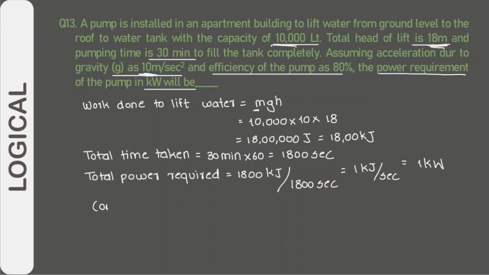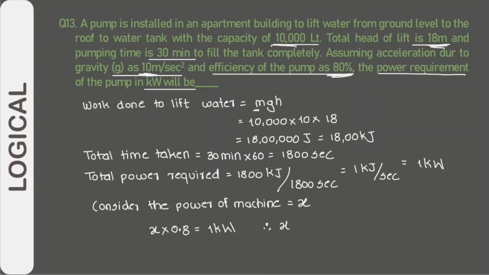So consider the machine power to be X. So X into 0.8, which is the efficiency of the machine, is equal to 1 kilowatt. Hence X is equal to 1.25 kilowatt. That is the power of the machine.